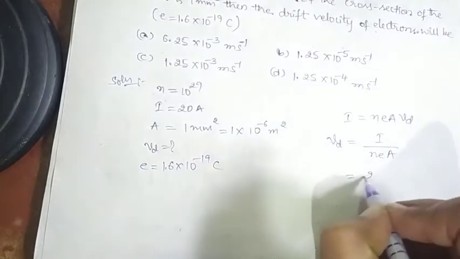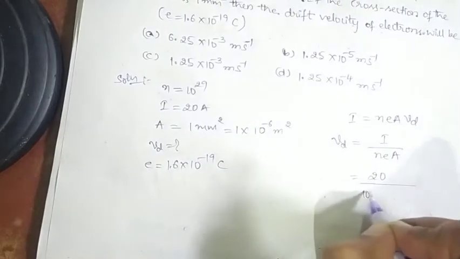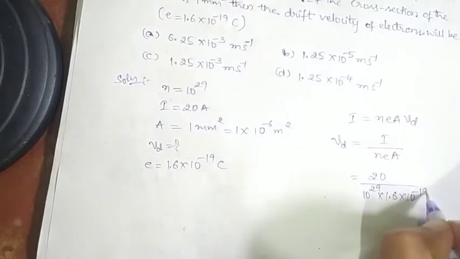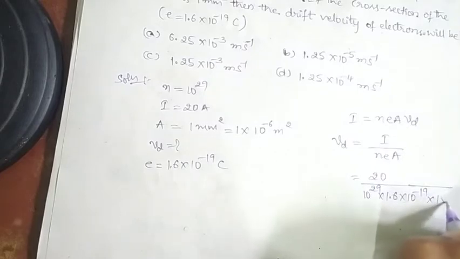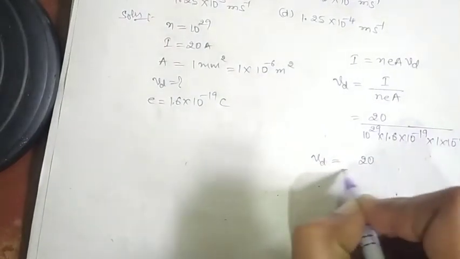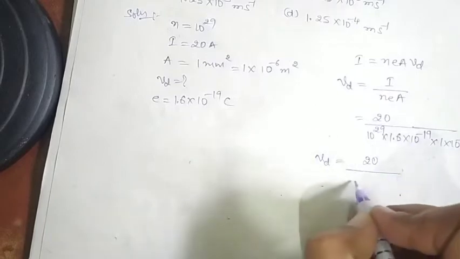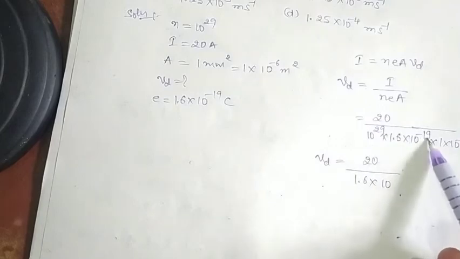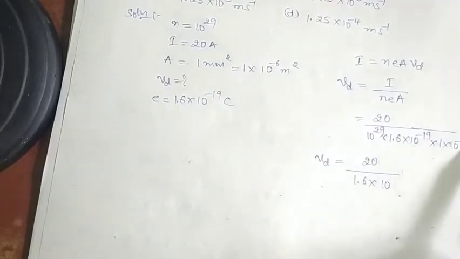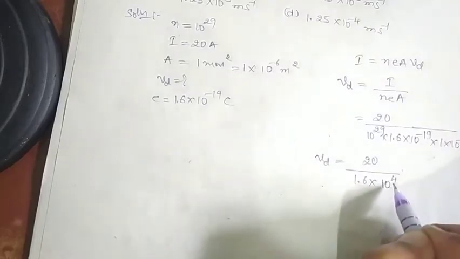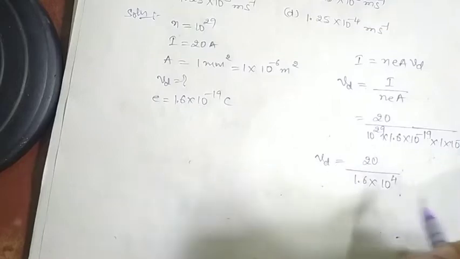I is 20 ampere divided by N, which is 10 power 29, e is 1.6 into 10 power minus 19, and the area of cross section is 1 into 10 power minus 6. So Vd equals 20 divided by, if bases are the same, I will add powers. 10 power 29 minus 19 is 10, and 10 minus 6 is 4, giving 10 power 4. This 10 power 4 will transfer to the numerator.